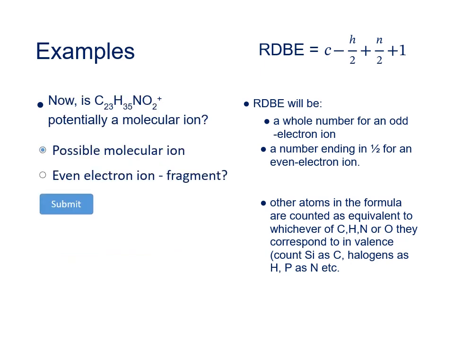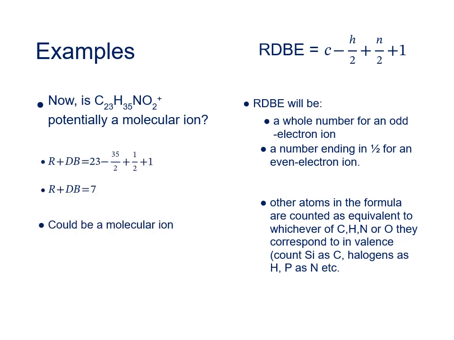Okay, let's try with this ion, C23H35NO2. Could this be a molecular ion? Yes, an ion with 23 carbons, 35 hydrogens, a nitrogen and 2 oxygens gives a rings plus double bonds number of 7, a whole number implying an odd electron species and consequently possibly a molecular radical cation.